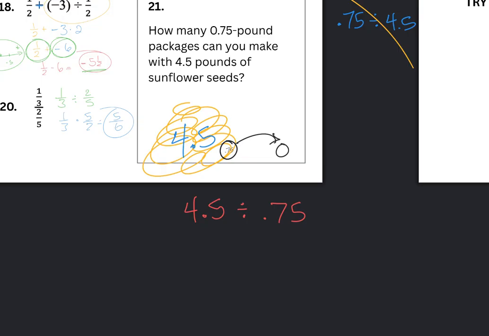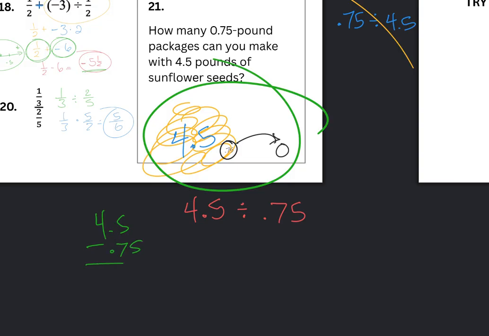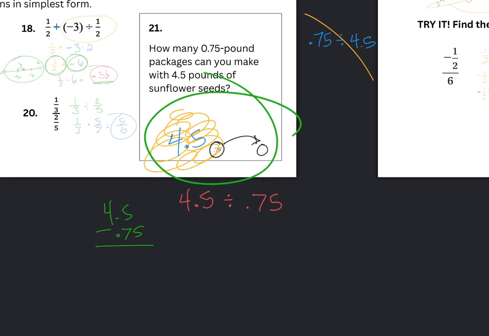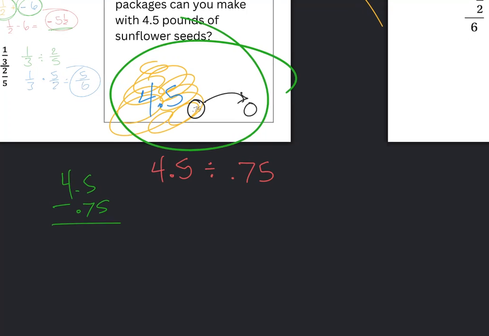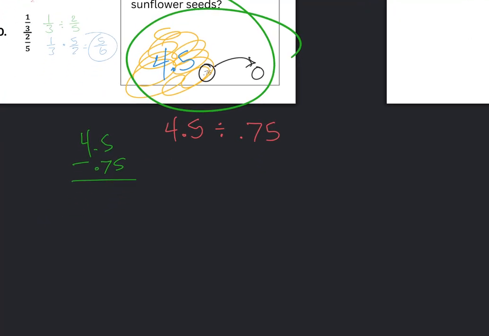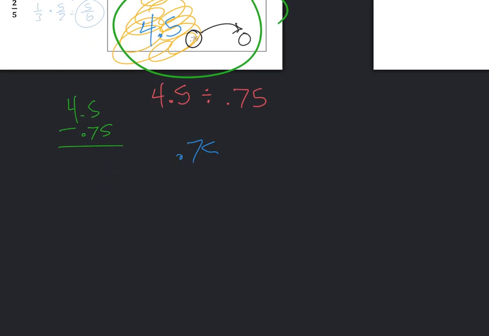Some of you out there might have done this literally, and you were like, I don't know, Mr. McMath. Let's just subtract 0.75 over and over and over. And you could do that. That is kind of what division is in a way. But I don't want to do that. I'm just going to do division. Because what if I had like 1,200 pounds of sunflower seeds? You going to do that many times? No, that's crazy talk.